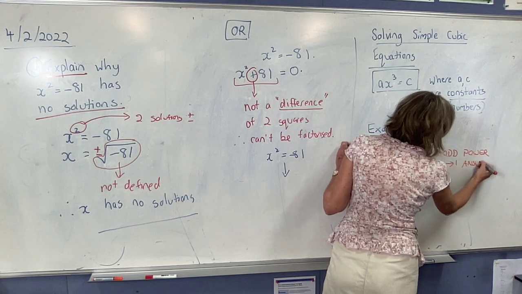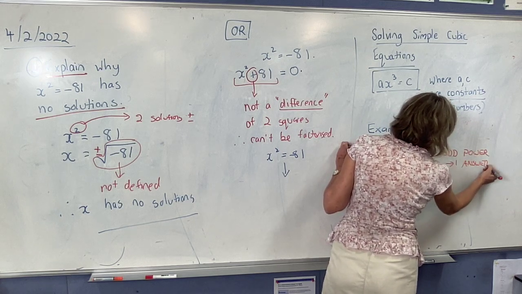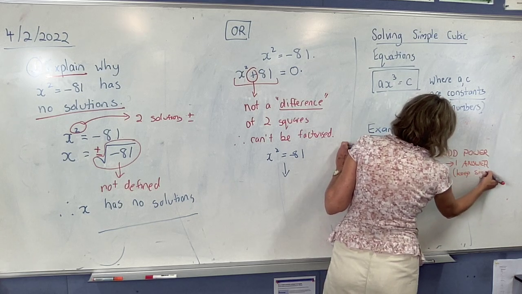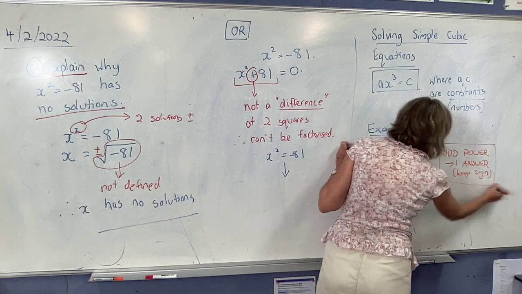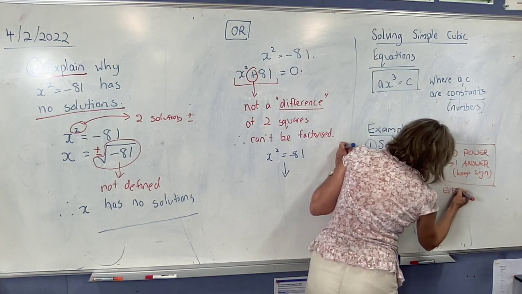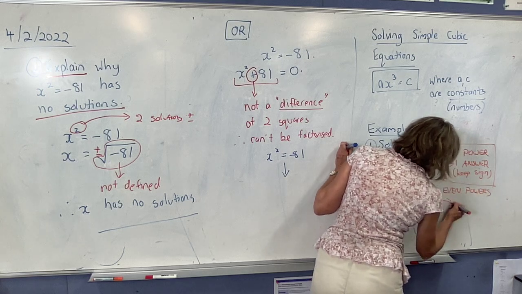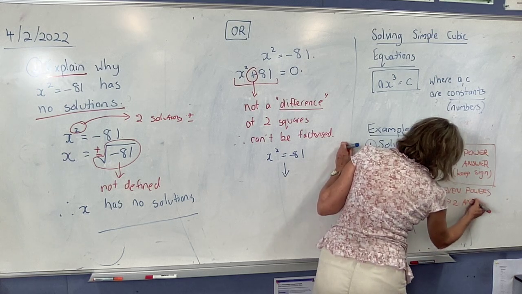With odd powers, one answer, keep the sign. With even powers, two answers, plus or minus.